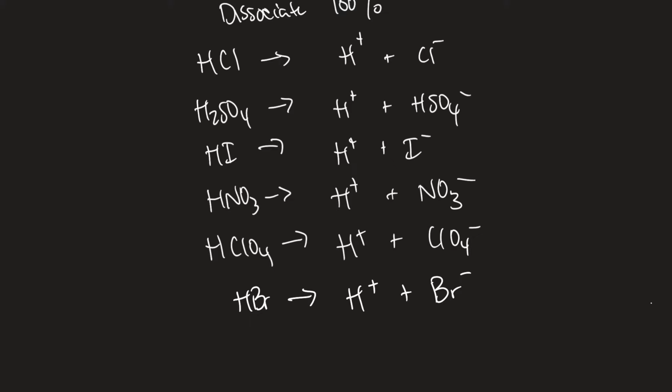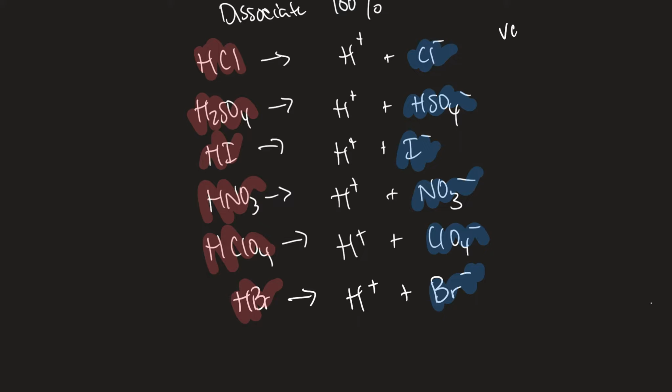Now, an interesting pattern is that these strong acids, hydrochloric acid, sulfuric acid, hydroiodic acid, nitric acid, perchloric acid, hydrobromic acid, have very, very weak conjugate bases. So here are your conjugate bases, and they are very weak.